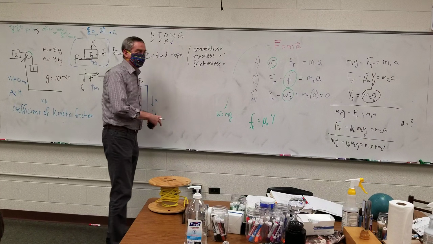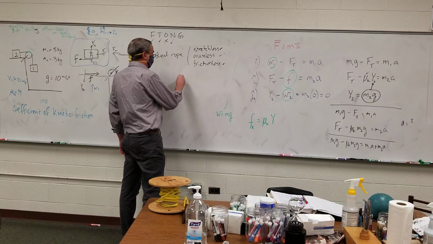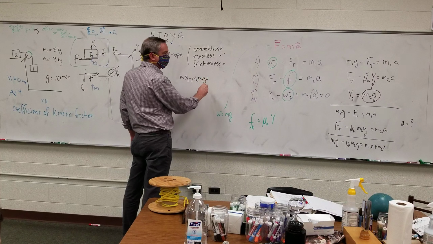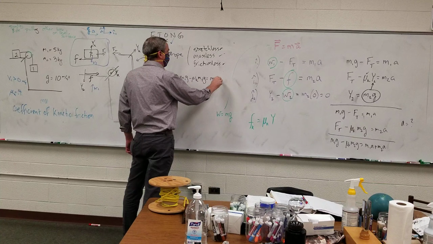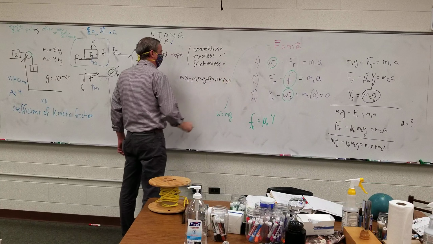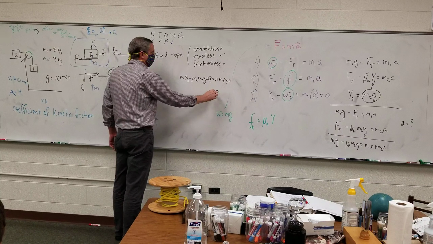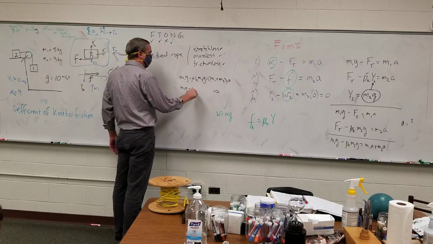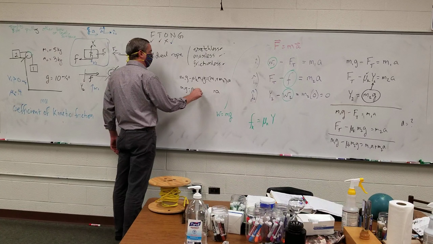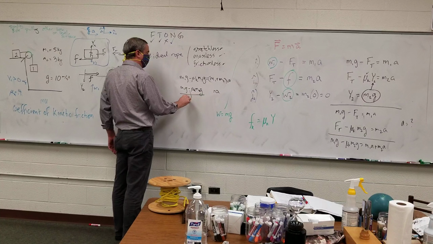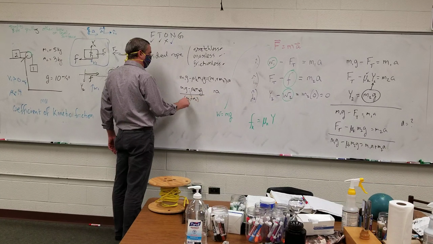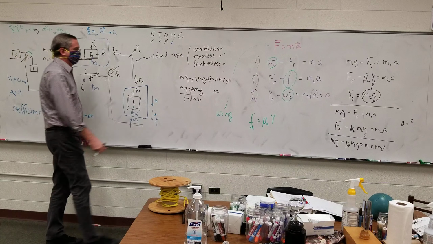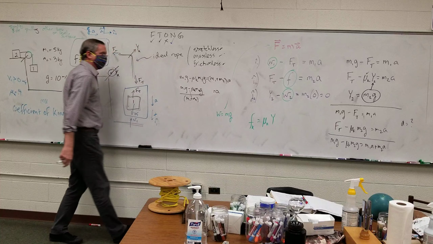That last step is solving for a, that's what we're doing now. So we end up with m1g minus mu k m2g equals m1 plus m2 times a, factoring a out. And so a equals m1g minus mu k m2g divided by m1 plus m2.